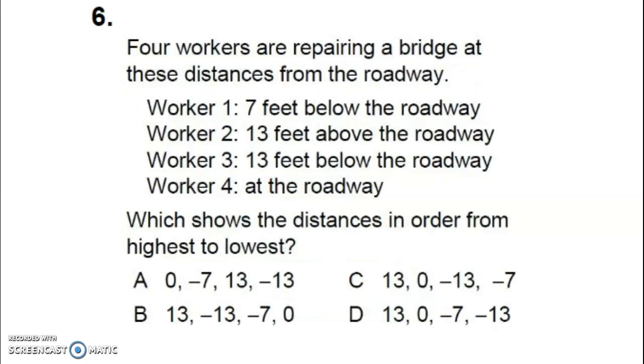Number 6. 4 workers are repairing a bridge at these distances from the roadway. Worker 1, 7 feet below the roadway. Worker 2, 13 feet above the roadway. Worker 3, 13 feet below the roadway. Worker 4, at the roadway. Which shows the distance in order from highest to lowest?